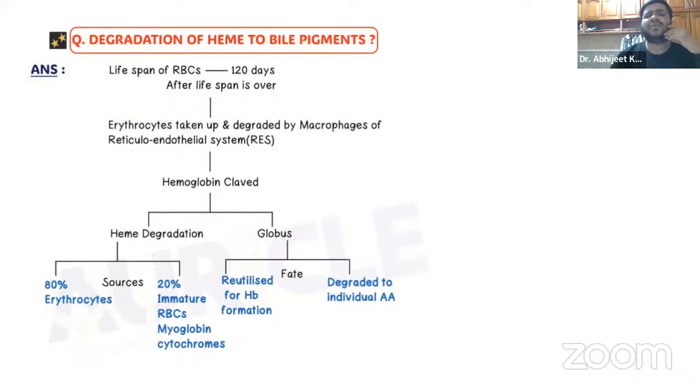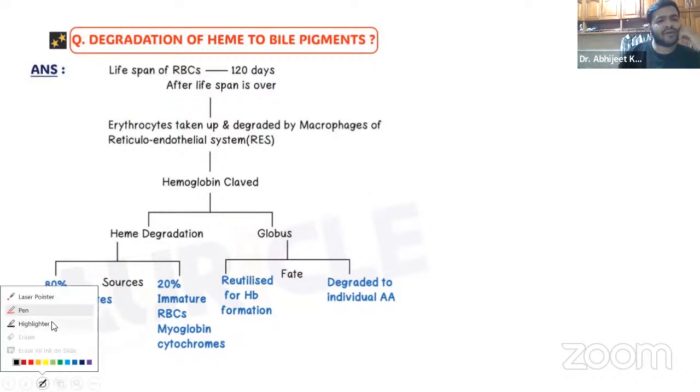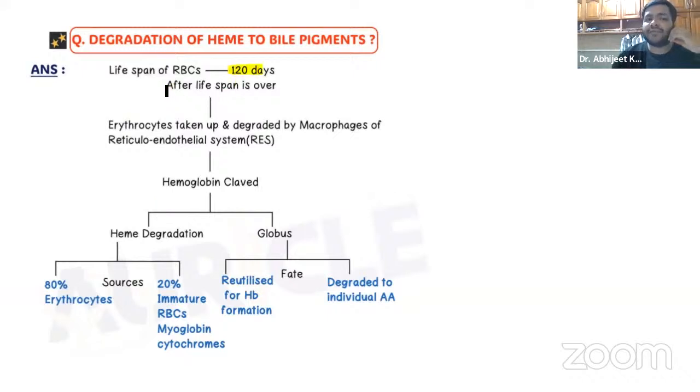Now, coming on to the next one, that is the degradation of heme to bile pigments. Now, guys, you already know the lifespan of RBC, it is 120 days. After the lifespan is over, erythrocytes are taken up and degraded by the macrophages of the reticuloendothelial system, that is the RE system. Now, hemoglobin is cleaved. So what will happen? The heme will be degraded and the globin will be free, right?